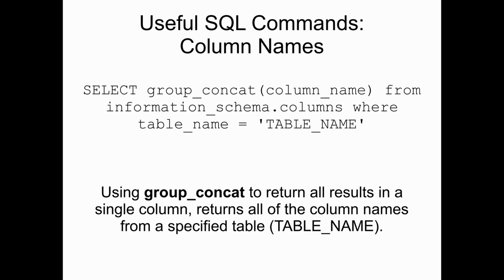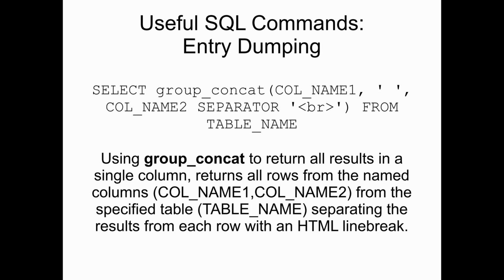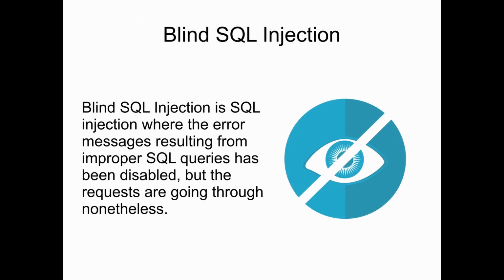This command uses group concat to return all results in a single column and returns all of the column names from a specified table. This command uses group concat to return all results in a single column, returns all rows from the named columns from the specified table, separating the results from each row with an HTML line break. Blind SQL injection is SQL injection where the error messages resulting from improper SQL queries have been disabled, but the requests are going through nonetheless.